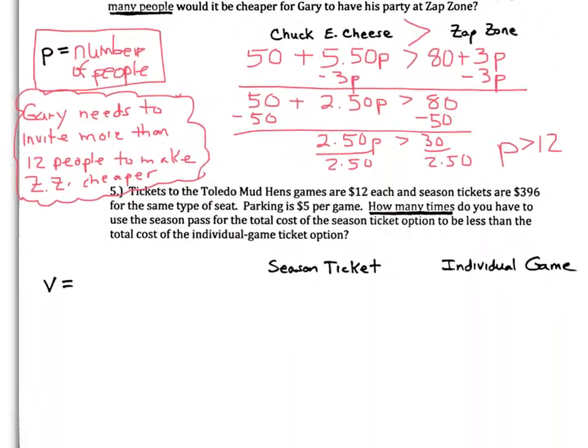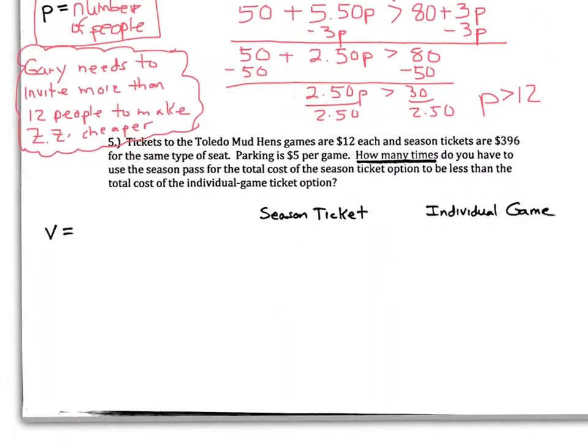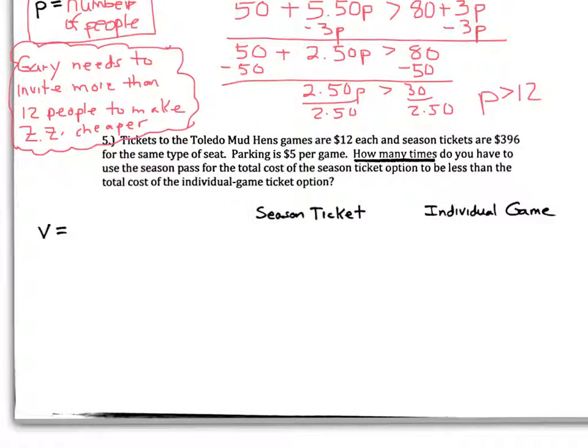Alright, last one. Tickets to the Mud Hens games are $12 each. Season tickets are $396 for the same type of seat. Parking is $5 a game. How many times do you have to use the season pass for the total cost of the season ticket option to be less than the total cost of the individual game ticket option? Alright, question, how many times? So I'm going to use G. Change that to a G. G for games. How many times am I going to go to the game? How many visits? How many games? So I'm changing this to a G. I suggest you do too.